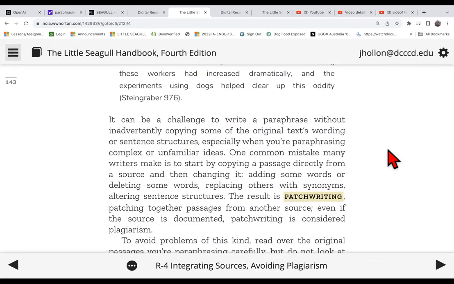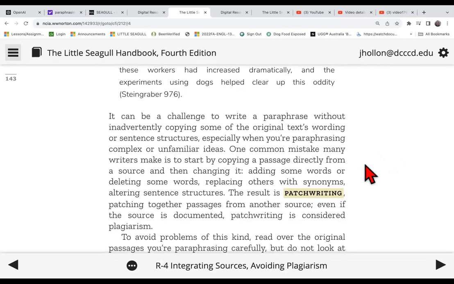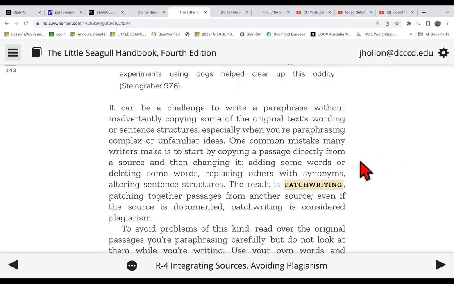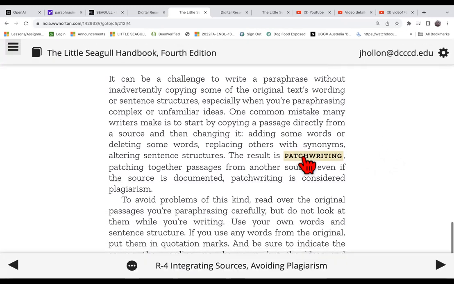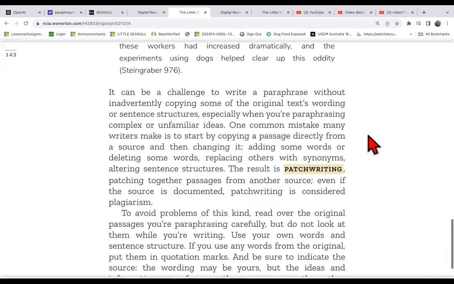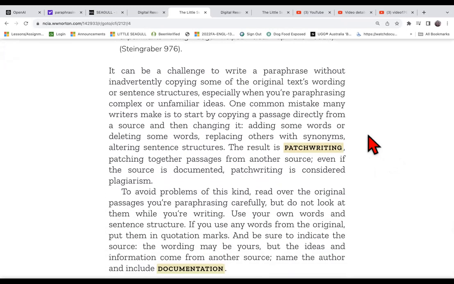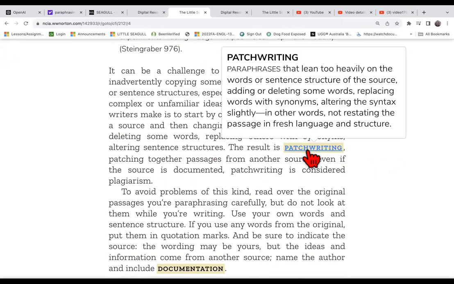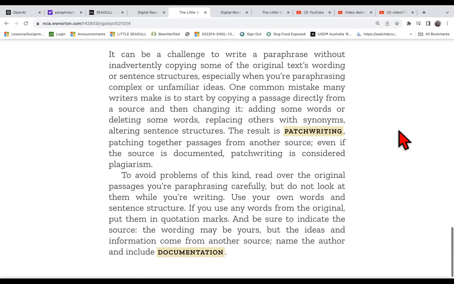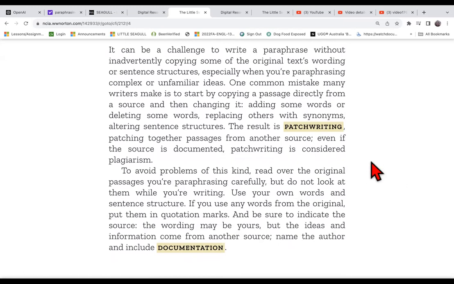It can be a challenge to write a paraphrase without inadvertently copying some of the original text wording or sentence structures, especially when you're paraphrasing complex or unfamiliar ideas. And that's definitely one, dye in the textile industry connected to bladder cancer. One common mistake many writers make is to start by copying a passage directly from a source and then copying and pasting it and going in and changing it. You can't do that. Adding some words or deleting some words, replacing others with synonyms, altering the sentence structures.